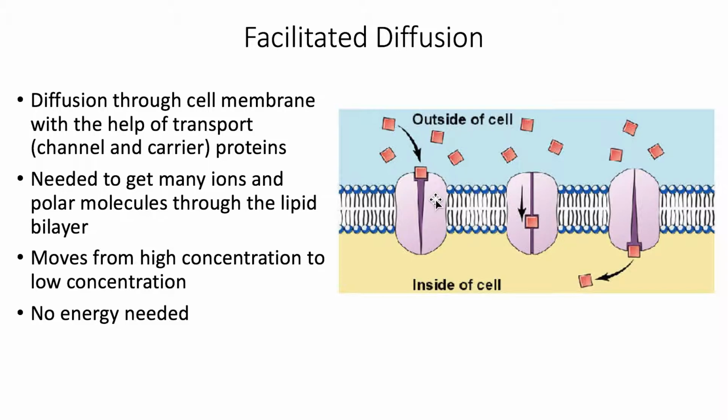So facilitated diffusion involves the movement of particles from high concentration to areas of low concentration through a transport protein. And that's what's happening here, because outside the cell we have a huge concentration of these little square molecules. Inside the cell there's a low concentration. These are going to move down their concentration gradient into the cell. And no energy is required because, once again, we're going along our concentration gradient. No energy needs to be added. No ATP needs to be added.